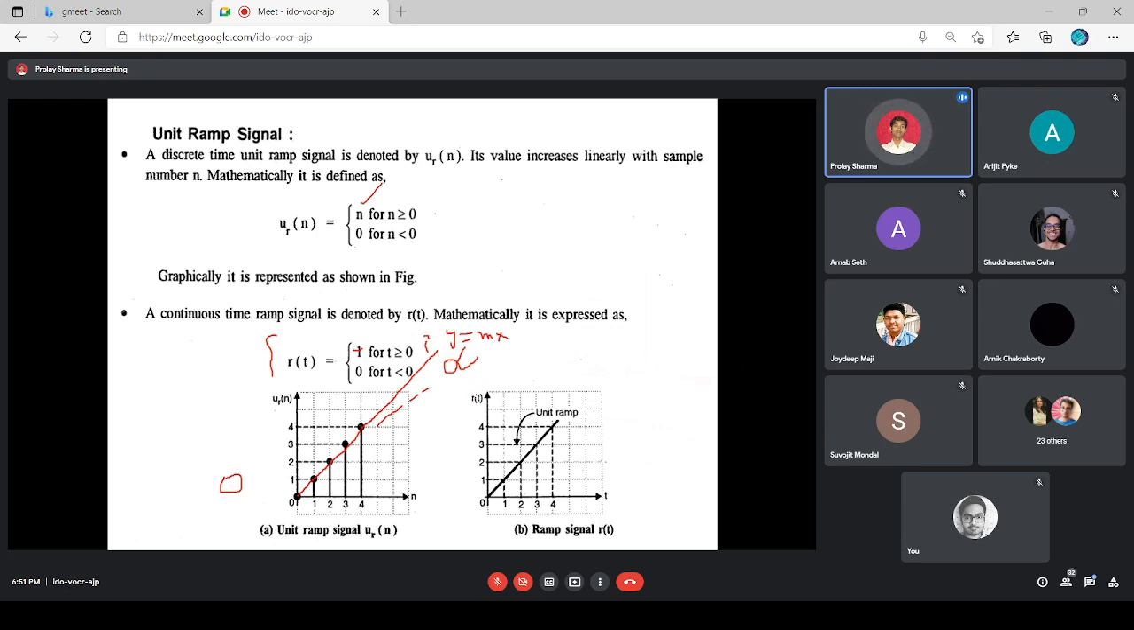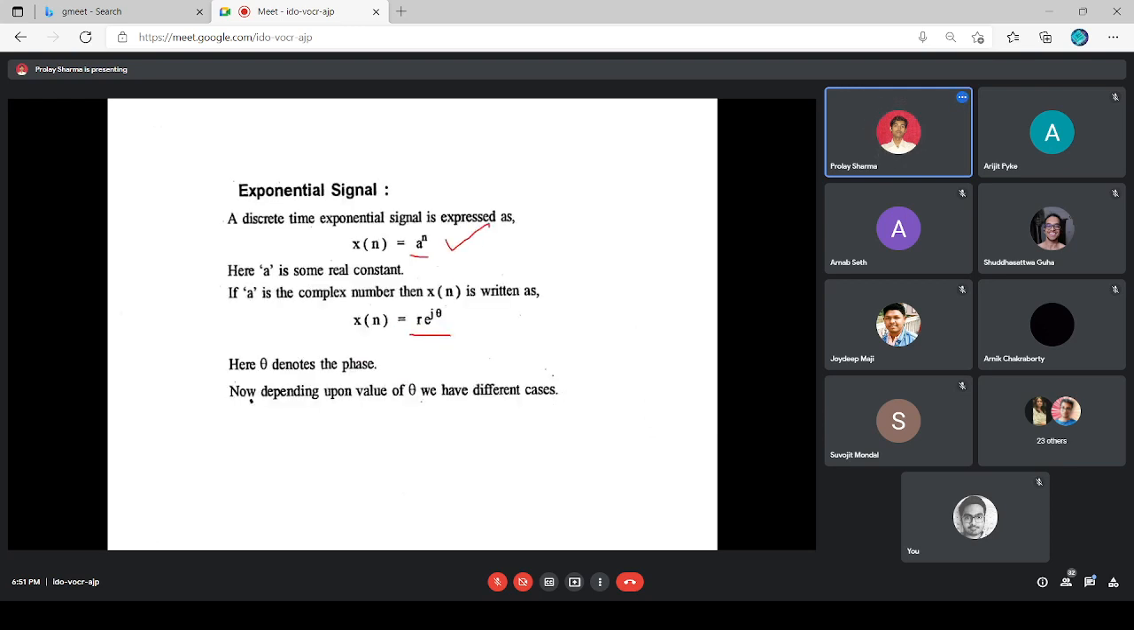So ramp amplitude will continuously increase with the increase in time, or in case of a discrete signal, if we increase the time instances, the amplitude of the ramp signal will continuously increase. Now the exponential signal.